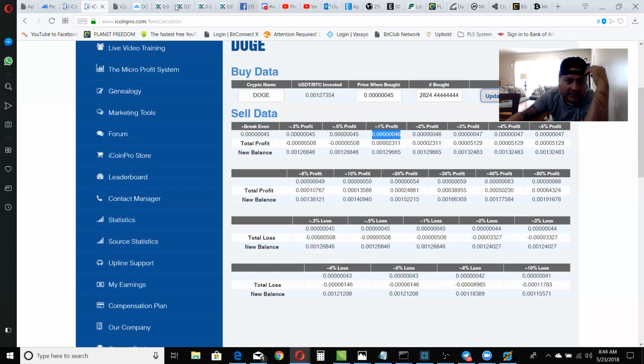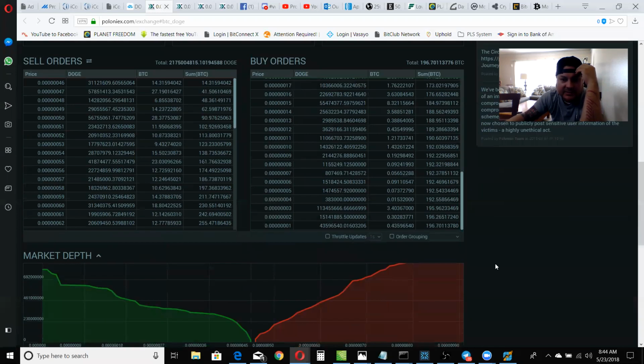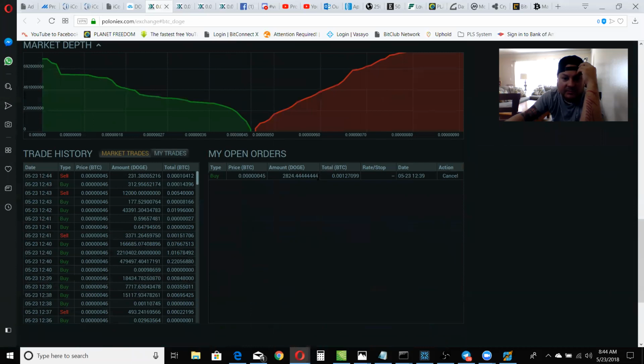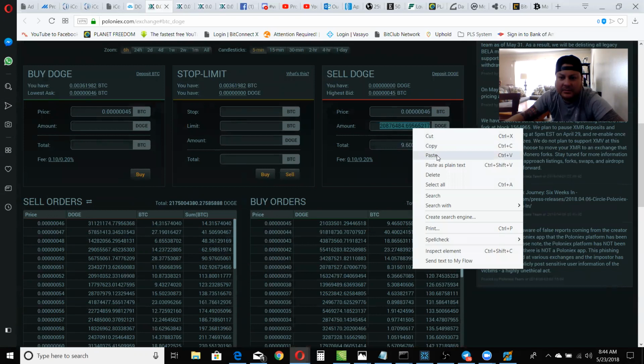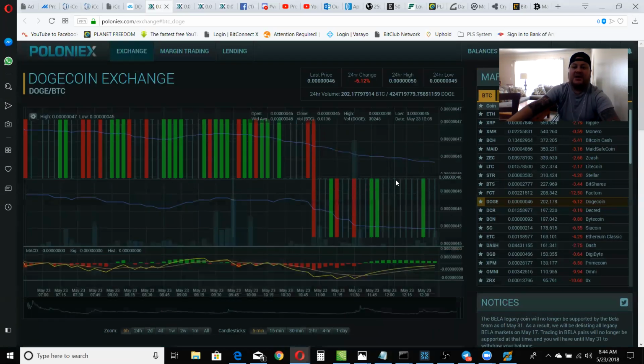So I'm going to copy that, come back in here. I don't think it's been sold yet. No, it hasn't been sold yet. But what I'll do is I'll come in here, I'll paste what I want, and this is going to be the amount of coins I'm going to be selling. This won't be exactly the exact number, but you get what I'm saying. And then I'll click sell, and it's gonna put in my sell order down here.